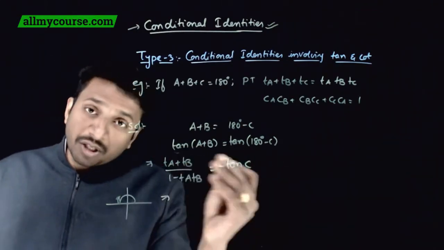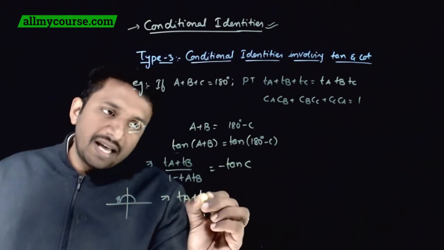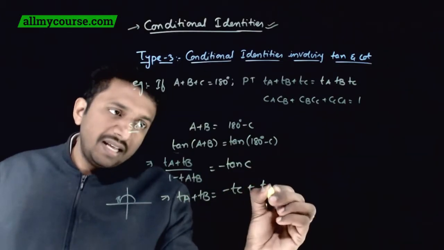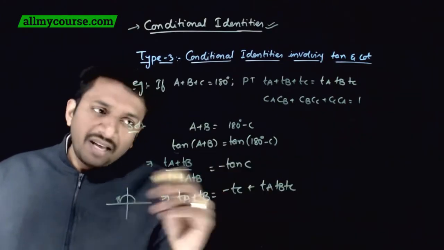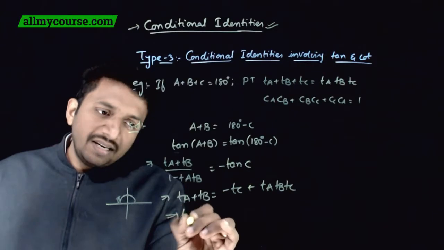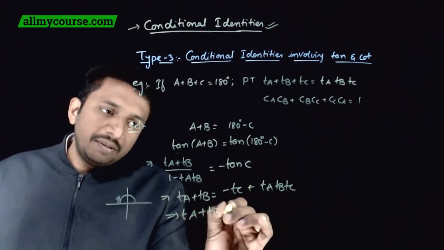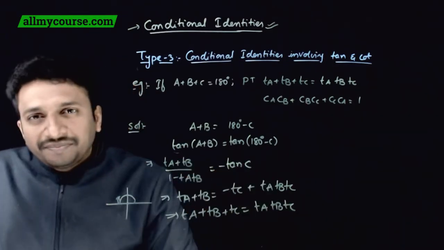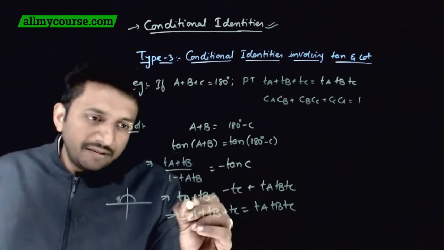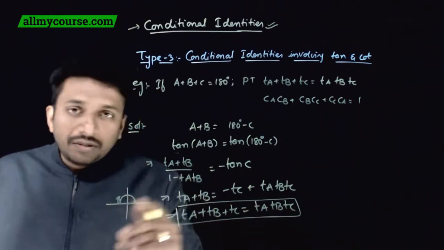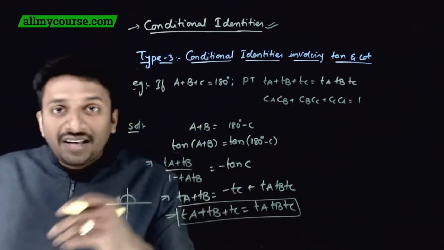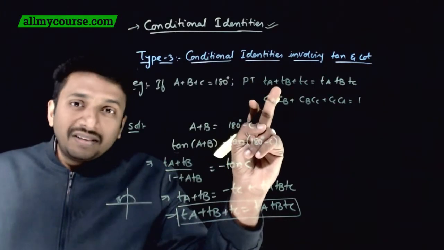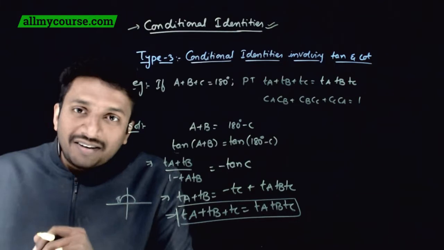Now if I cross multiply this, I get tan A plus tan B is equal to minus tan C plus tan A tan B tan C. And if this tan C goes on to this side, I get tan A plus tan B plus tan C is equal to tan A tan B tan C, right? So tan A plus tan B plus tan C is tan A tan B tan C. So that's how I have proved the first identity.